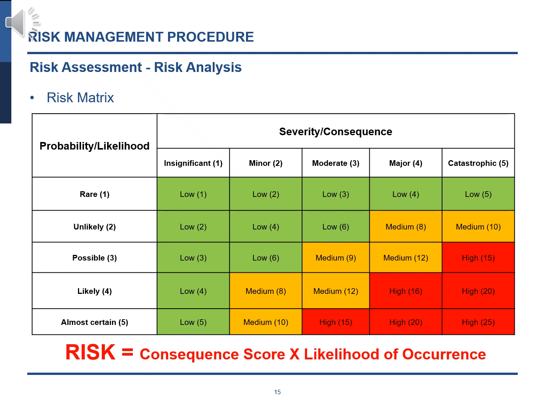A risk matrix is a visual tool used in risk management to evaluate and prioritize risks based on their likelihood of occurrence and severity of impact. It typically consists of a grid with one axis representing the probability of a risk event, e.g., rare to almost certain, and the other representing the consequences, e.g., minor to catastrophic.